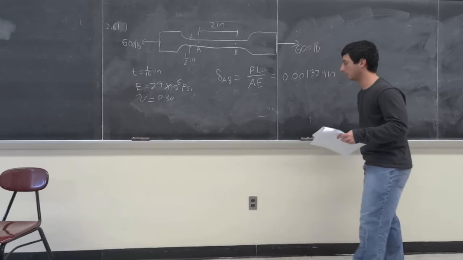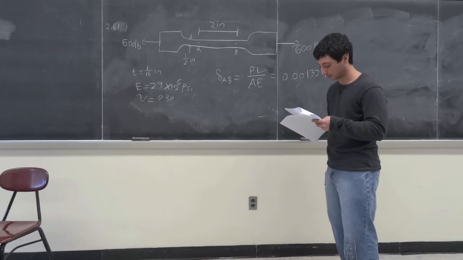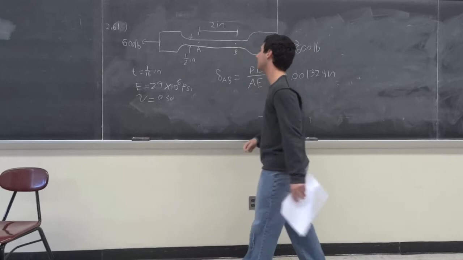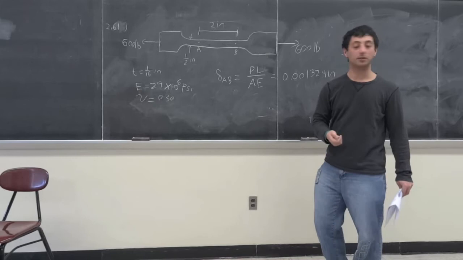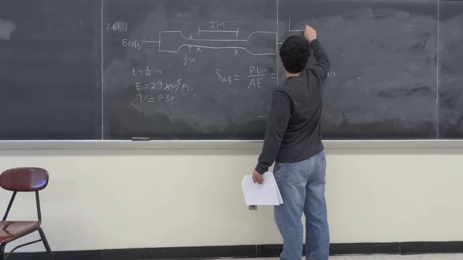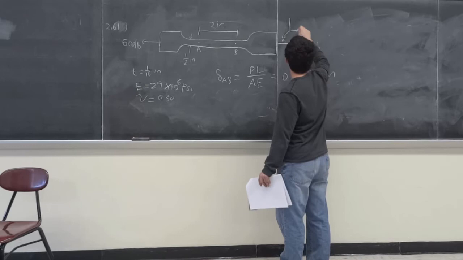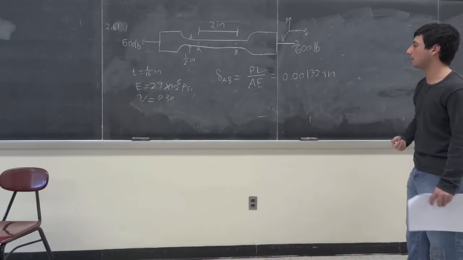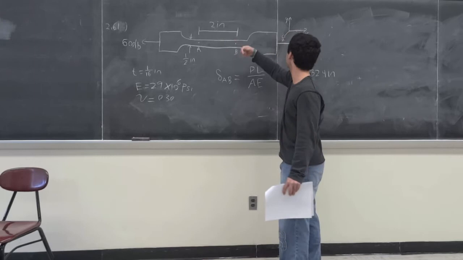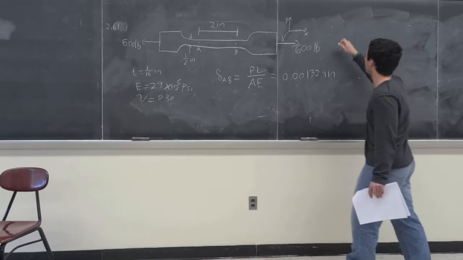And then part two, they ask for the width of the portion AB. They want to know the change in this width. So how are we going to get that? You guys learned Hooke's law? Okay, all right. Outwards is Z, this is X, and this is Y. These are the directions. I'll call this the Y direction, the thickness is the Z direction, and the X direction is along the 600-pound force.